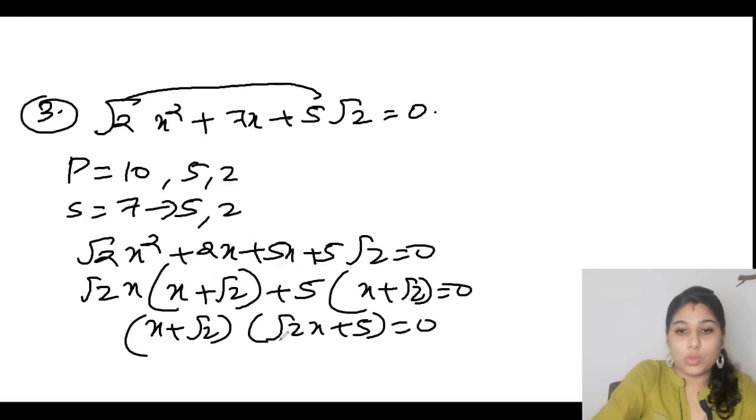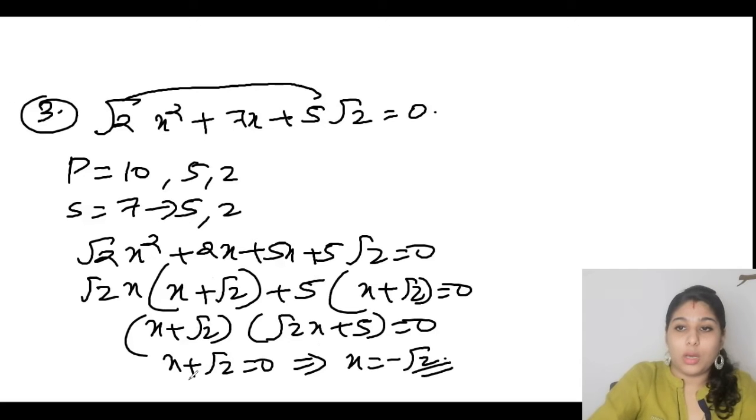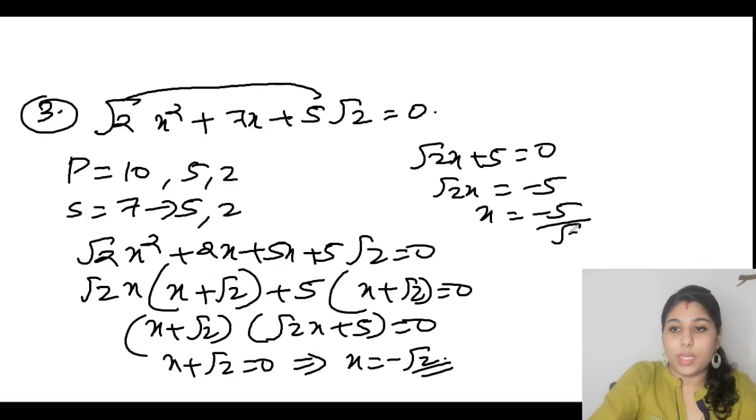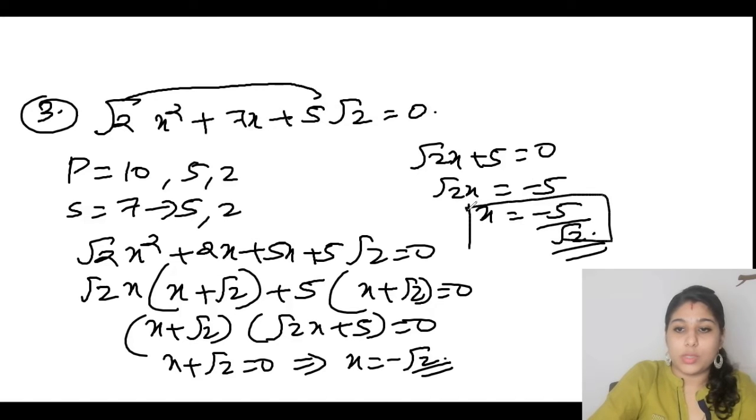So if x plus root 2 is equal to 0, x will be negative root 2, and if root 2 x plus 5 is 0, root 2 x will be minus 5 and x will be minus 5 by root 2. So these both are the solutions.